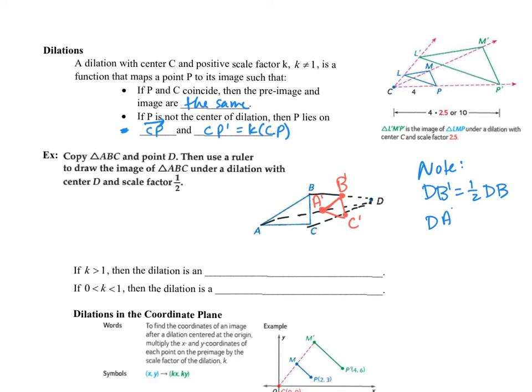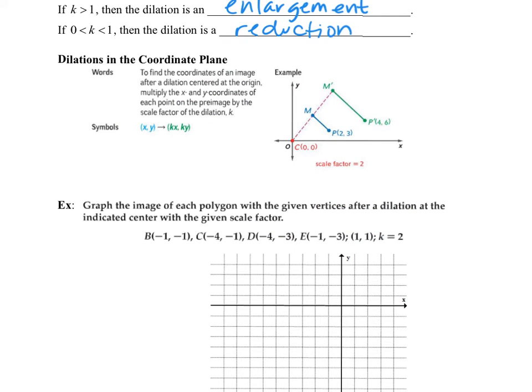D to A prime is 1/2 the distance from D to A, and D to C prime is 1/2 the distance from D to C. Okay? You'll also recall from our previous discussions of dilations that if your scale factor is greater than 1, then the dilation is going to be an enlargement. And if the scale factor is between 0 and 1, then that dilation will be a reduction. Okay, so we've used the definition to do a freehand dilation.